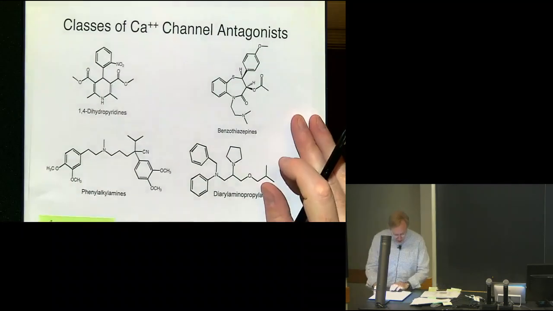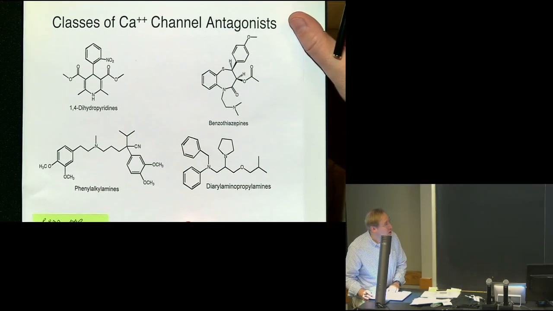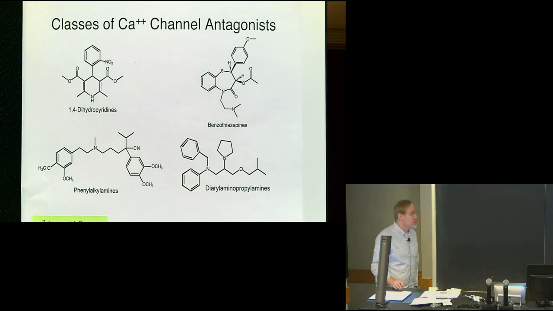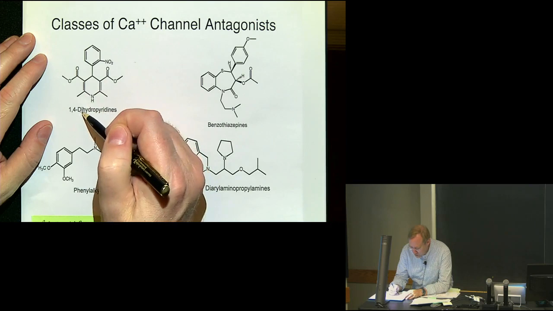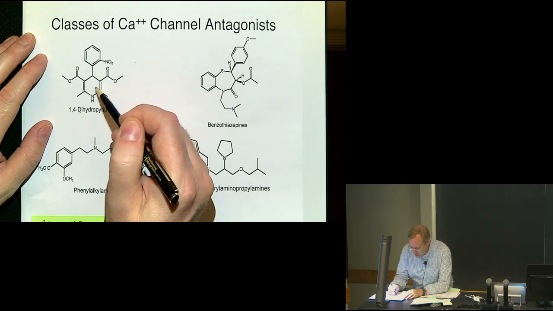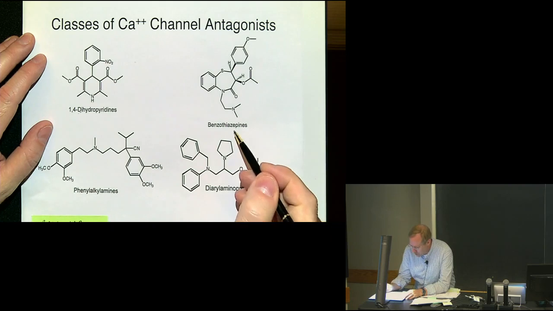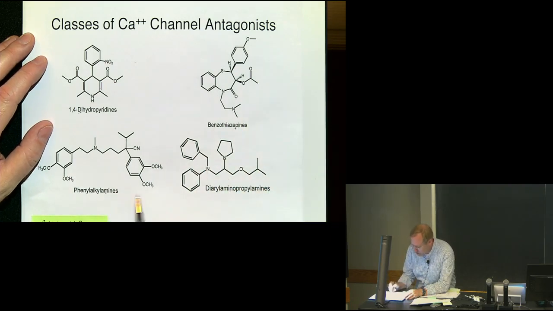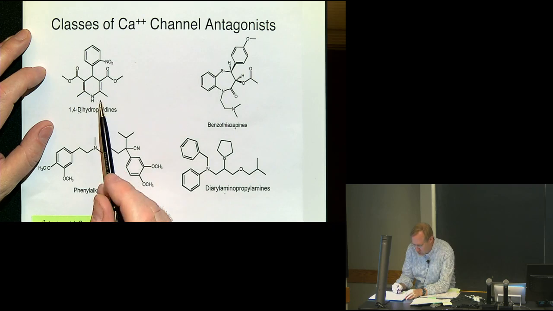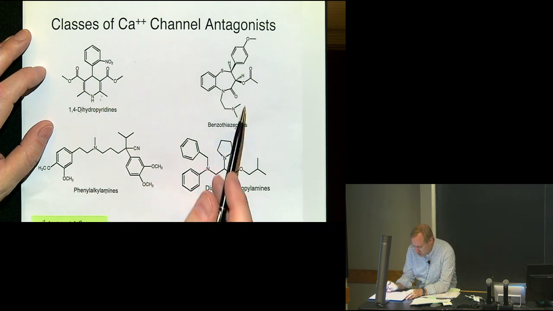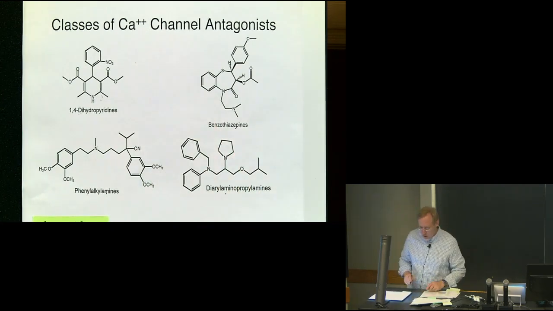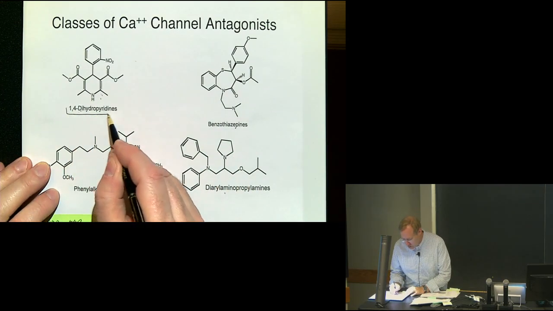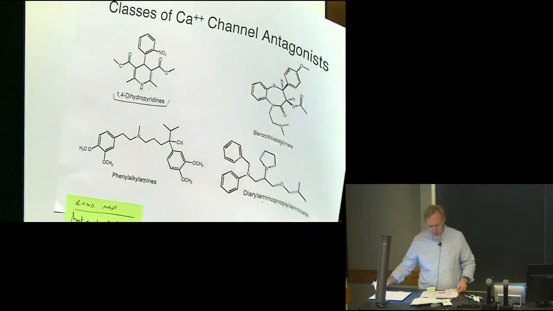Okay, so we'll look at 4 classes of calcium channel antagonists this morning. We'll look at the 1,4-dihydropyridines. You can see this used to be a pyridine ring, but when you're 1,4-dihydro, you just have these 2 double bonds. We'll look at the benzothiazepines, phenylalkylamines, and the diarylaminopropylamines. And this class, we'll look at a few, but most of these we'll just look at 1 or 2 examples. And we'll use this as a roadmap to show where we are. So first, let's look at this class, the 1,4-dihydropyridines.